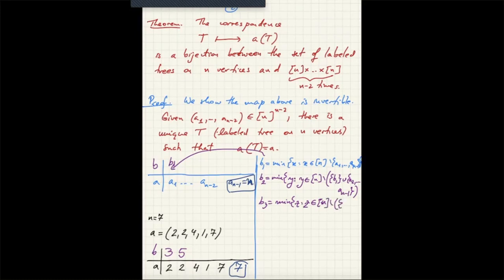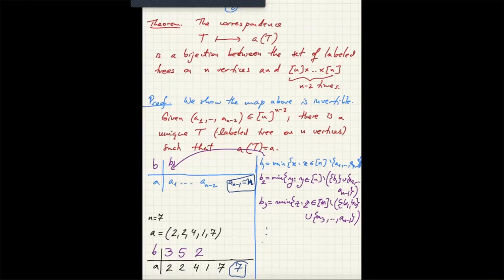But you cannot choose B1 and B2 because they're gone, and it cannot be equal to A3 through A(n-1). Okay, so you see in this situation, we cannot choose 3 and 5, we cannot choose 4, 1, 7, 7. So we have to choose 2. And we continue like that.